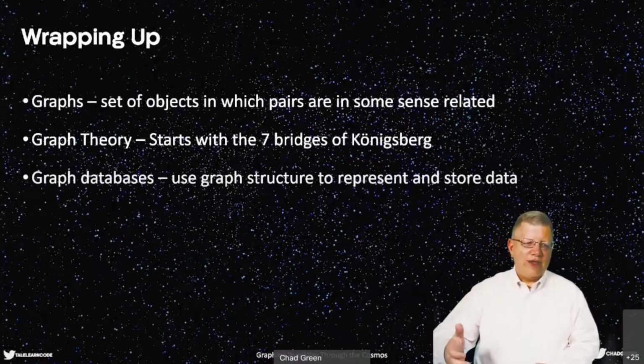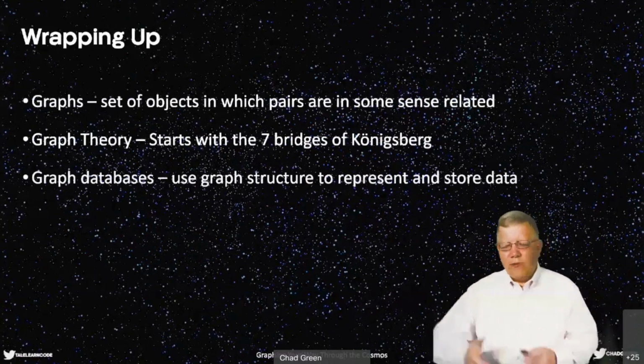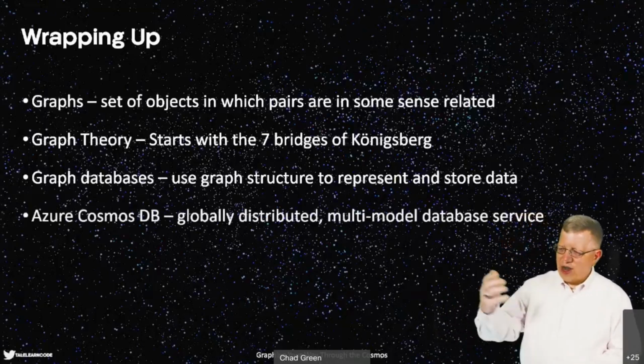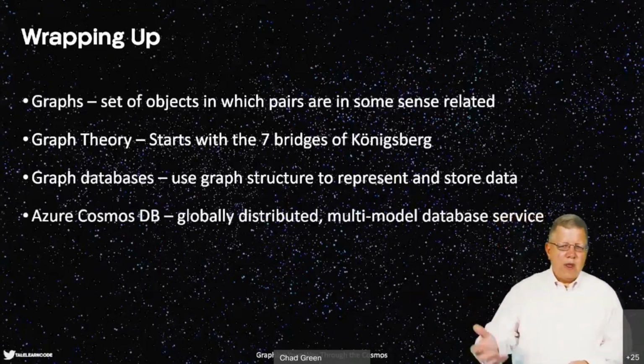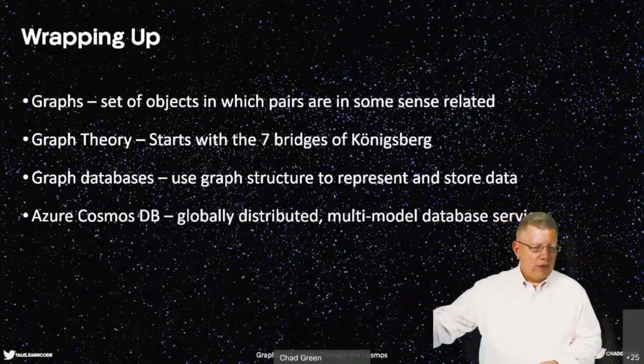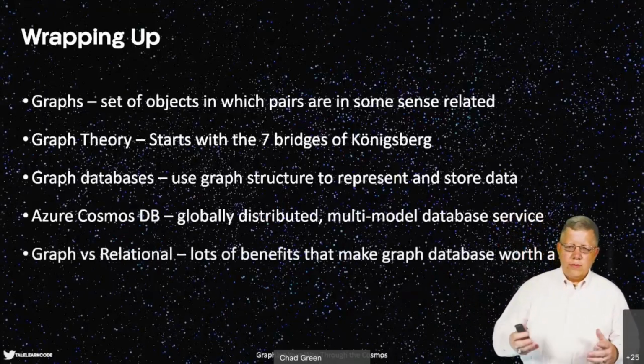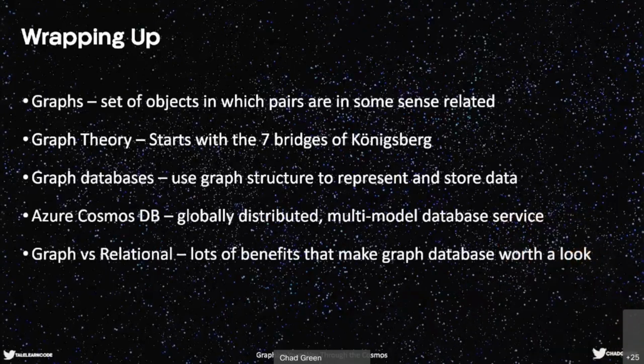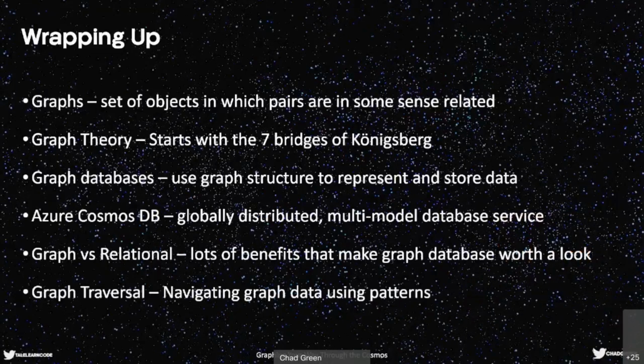Then we talked about graph databases. Basically, we're taking graph theory and using that to represent data in a graphical way. Azure Cosmos DB is a globally distributed multi-model database service that provides a Gremlin database service. We looked at graph versus relational, and how a graph database has a lot of benefits when we work against the two. We also looked at graph traversals and saw how we can traverse these. Again, I will provide these slides so you can see those queries in more detail.